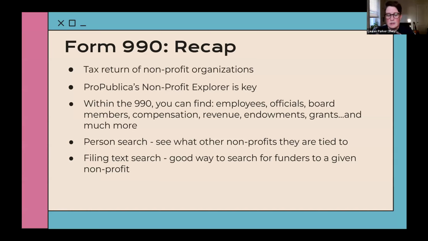And with the 990, there's a lot of great information, like we looked at endowments, grants, compensation. The person search is a great tool to see what other nonprofits a given person might also be associated with. And then the filing text search is a way for you to search for a given nonprofit and see who might be giving grants to that nonprofit. Okay, I'm going to pause there and turn it over to Rob.